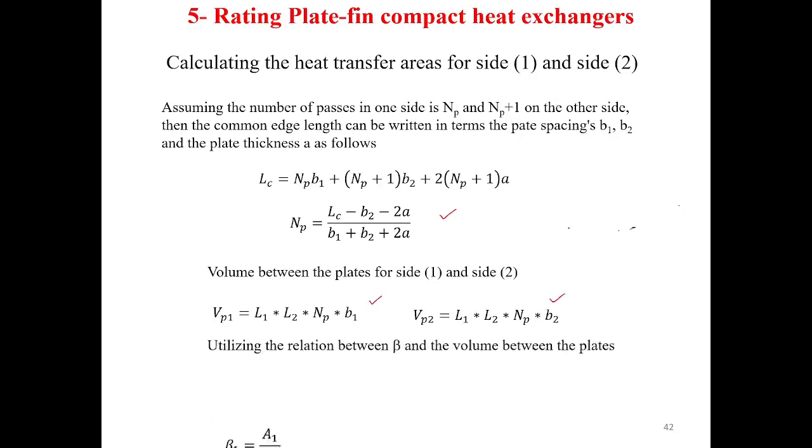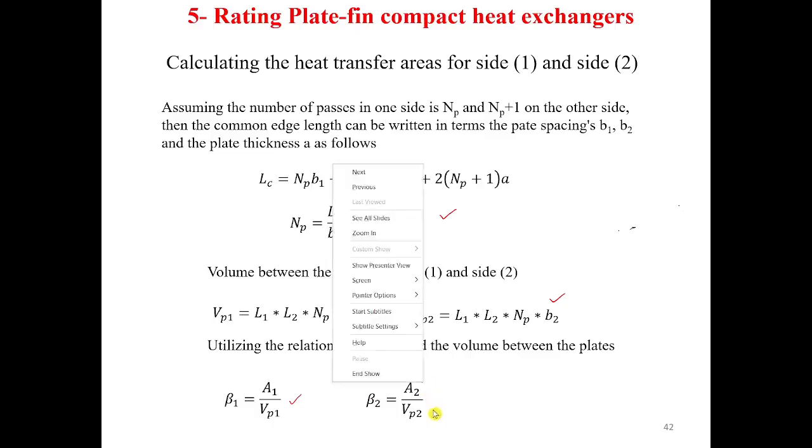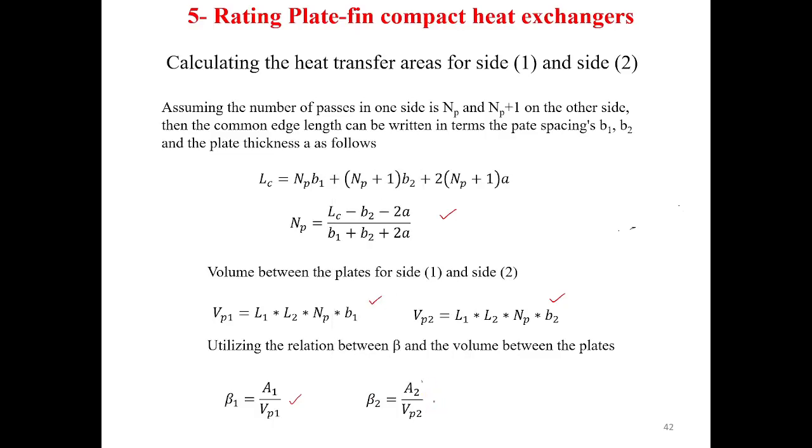And we know that the relation that relates the area for side 1 to the volume between the plates is beta, and the same thing for the other surface. Also beta is defined as the heat transfer area divided by the volume between the plates for side 2.